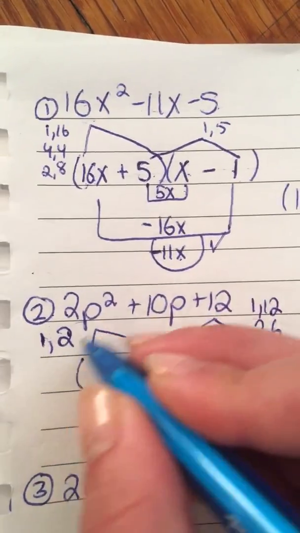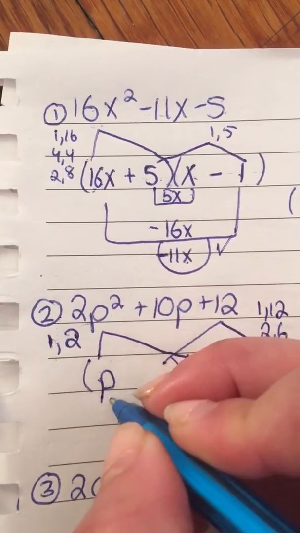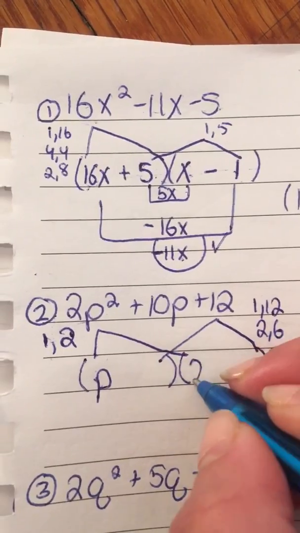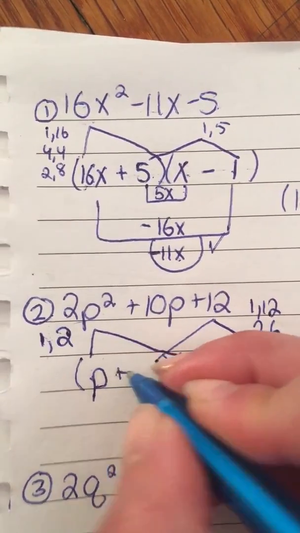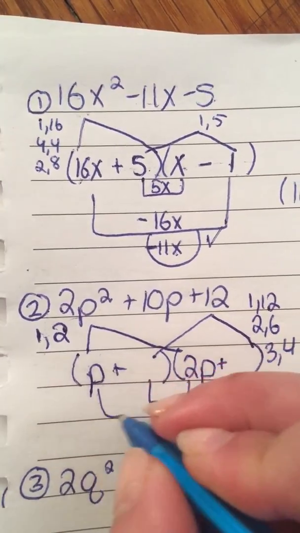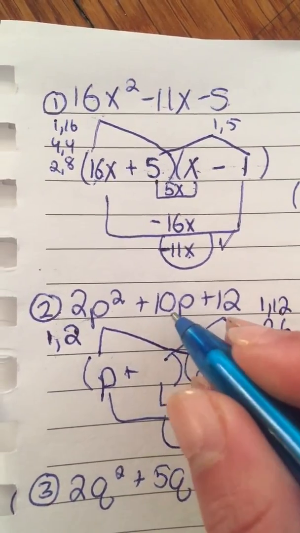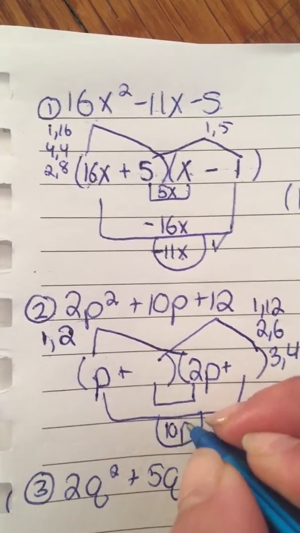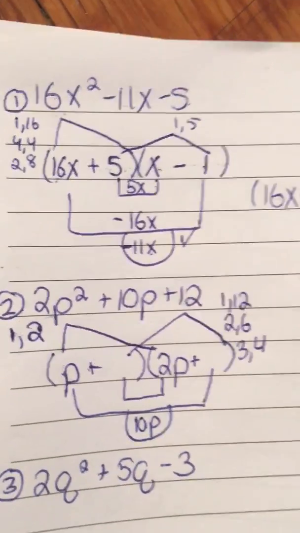So let's start by putting the 1 and 2 first. You don't have to write a coefficient of 1 in front of p. So p, 1p and 2p. And then everything's positive, so you know you'll have positives. And then your inner and your outer, when you add them together, they need to add up to the middle number, 10p. So I'm going to switch to pencil. It's kind of big, but it's the only one I have at this moment.